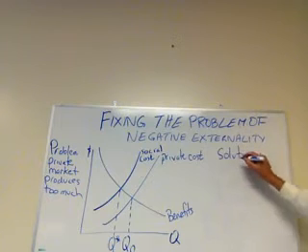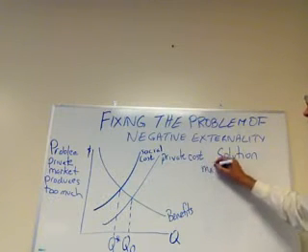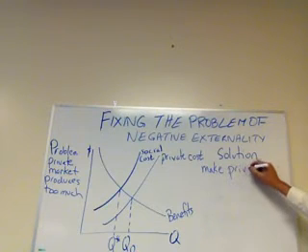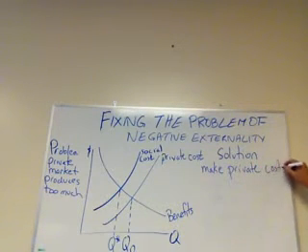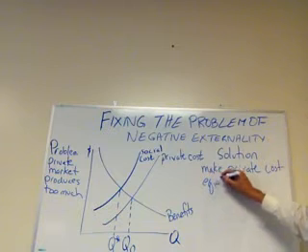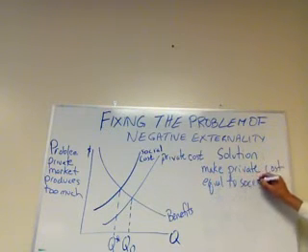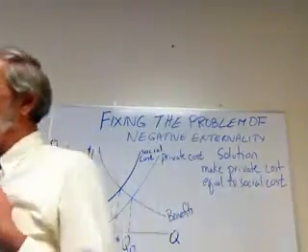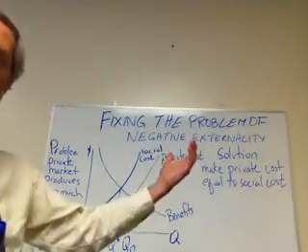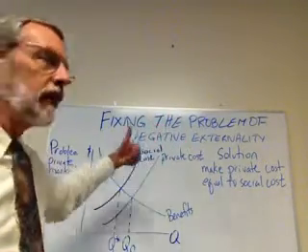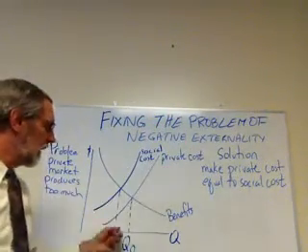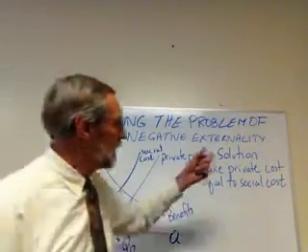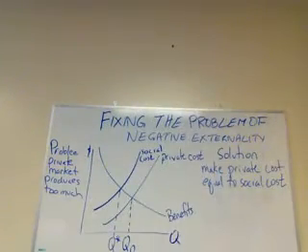How do we fix the problem? We want to make the private cost equal to the social cost. Because then the person who's undertaking the action, who's producing, is going to pay attention to all of the right costs, and we'll get the right amount of output produced. So how do we do that? How do we make the private cost be equal to the social cost?